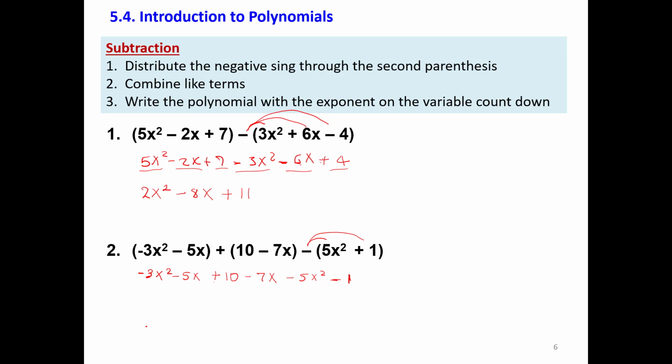Now we combine like terms. Negative 3x to the second and negative 5x to the second. We combine the numbers and we keep the sign. Negative 8x to the second. Now the terms with x. Then negative 5x minus 7x. The numbers are negative. We add the numbers, and we keep the sign. And finally, just the constants. 10 minus 1 is positive 9. And this is the answer.